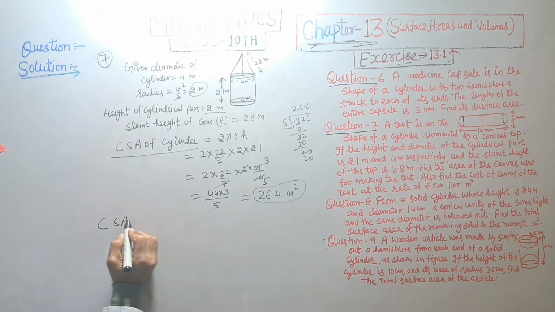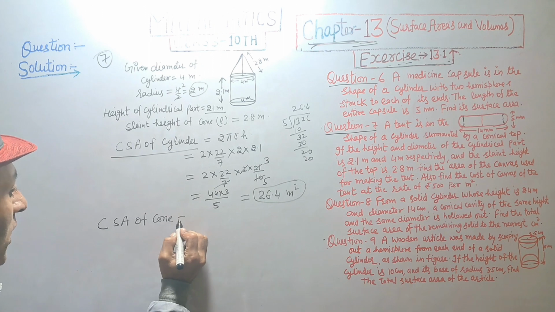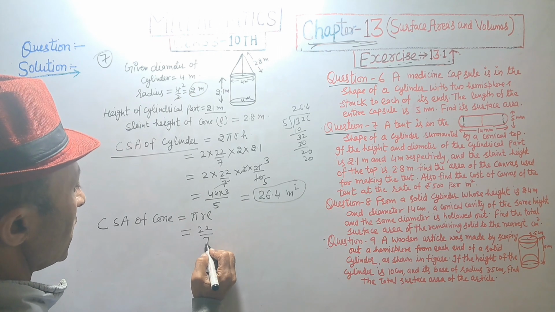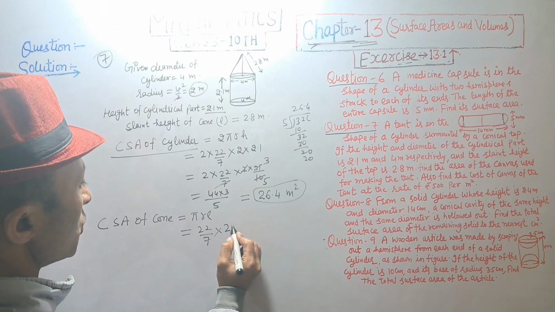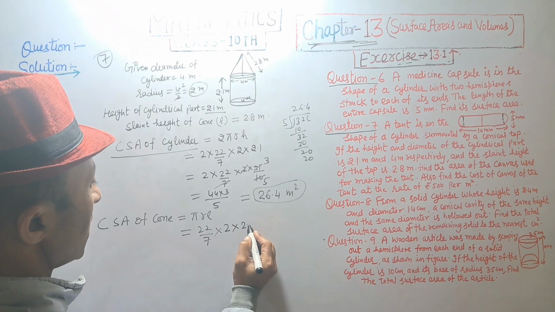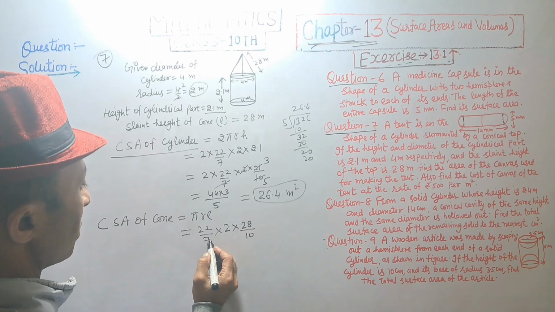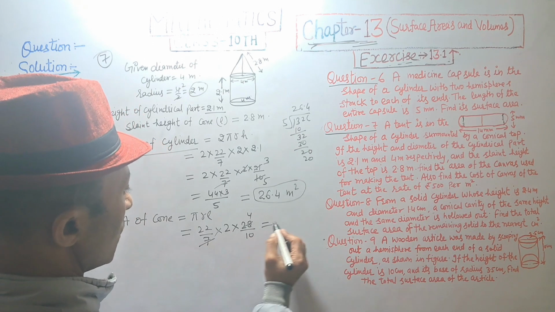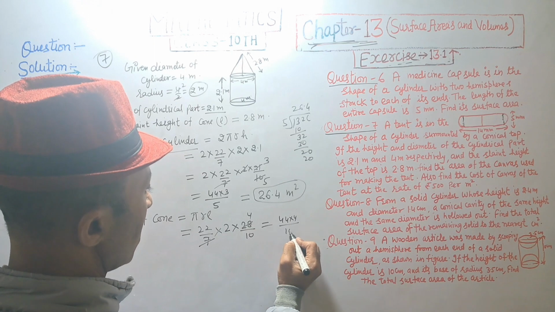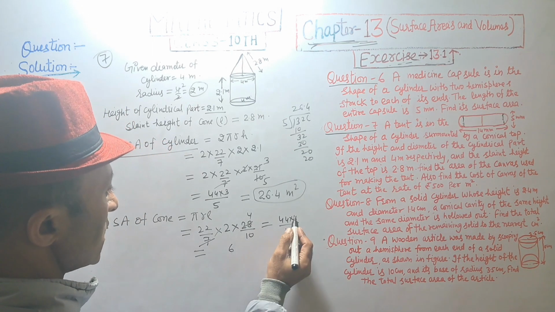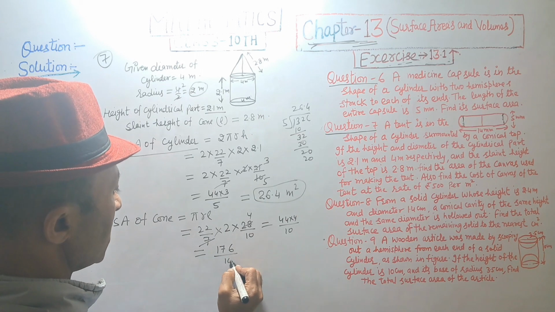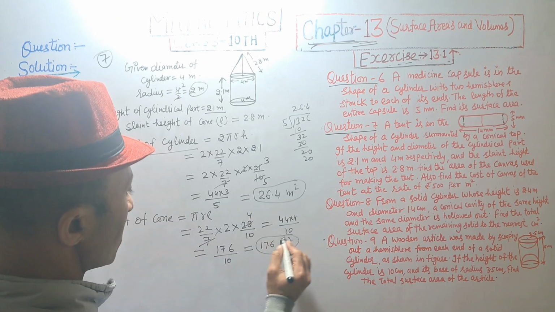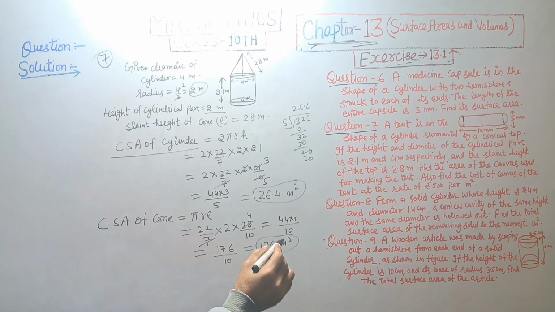And curved surface area of cone is equal to pi r l, that is equal to pi is 22 upon 7, radius is 2, and slant height we have 2.8, that is 28 upon 10. 7 4s are 28. 44 multiplied by 4 divided by 10 is equal to 176 divided by 10, that is equal to 17.6 meter square. This is the curved surface area of cone.